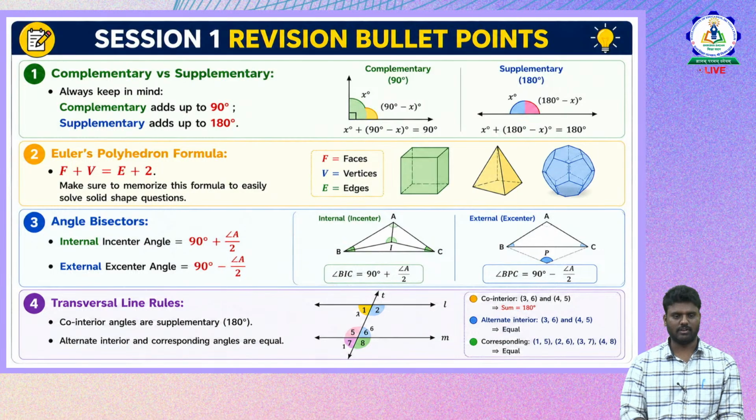Then we also discussed parallel lines, and when the parallel lines are cut by a transversal, how we can identify the co-interior angles. That means they are supplementary angles. In this session we have discussed these four concepts, and based on the concepts we solved some previous year questions. If you remember all the formulas, these kinds of questions can be solved very easily. Thank you.